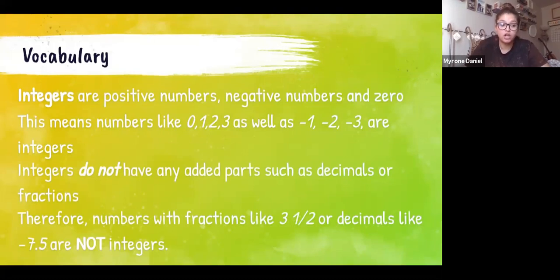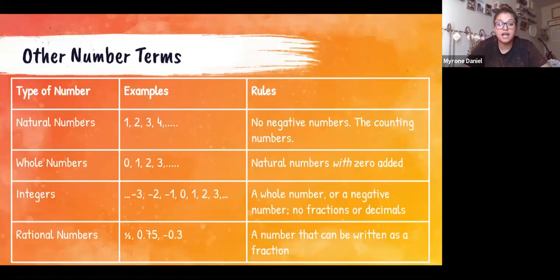So I'm going to show you all the other number terms that you would be able to call these numbers. So the first one is natural numbers. These are 1, 2, 3, and 4. There's no negative numbers, and they're basically called the counting numbers. Then there's whole numbers. This includes 0. This is all the natural numbers with 0 added. So 0, 1, 2, 3, and so on.